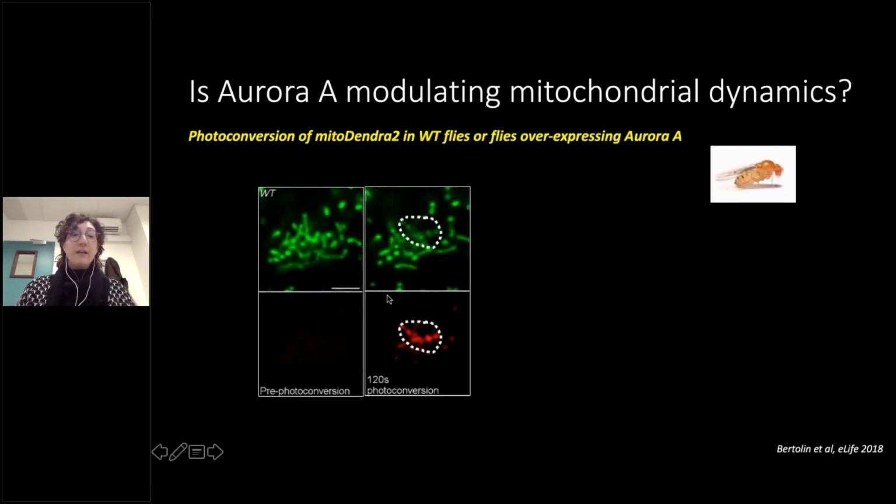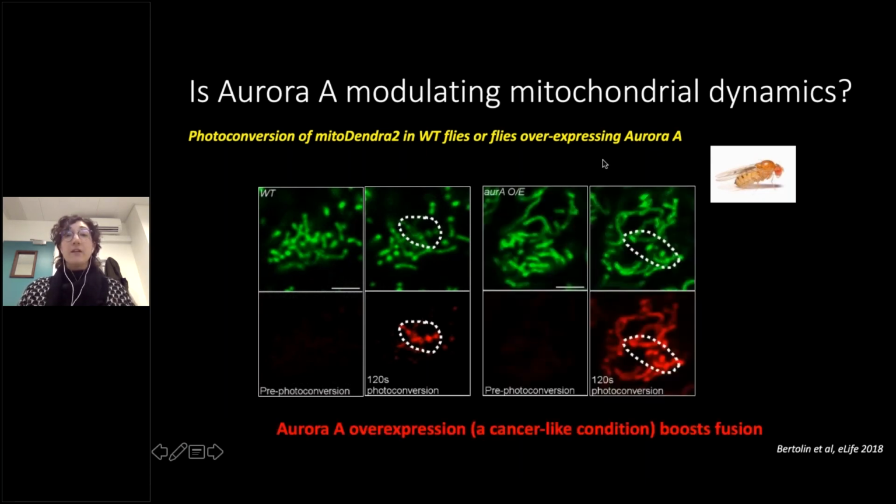So this is a wild-type fly. Before photoconversion, the mitochondrial network of an epithelial cell is just green. The photoconverted area is here in a dashed white line. And you can see that after 2 minutes following photoconversion, red mitochondria essentially remain in the photoconverted area. And again, if we overexpress Aurora A, as you can see here, after 2 minutes following photoconversion, the red signal is retrieved anywhere else in the mitochondrial network, indicating that mitochondria are really heavily fused together. So Aurora A overexpression, even in the fly, boosts mitochondrial connectivity and fusion.